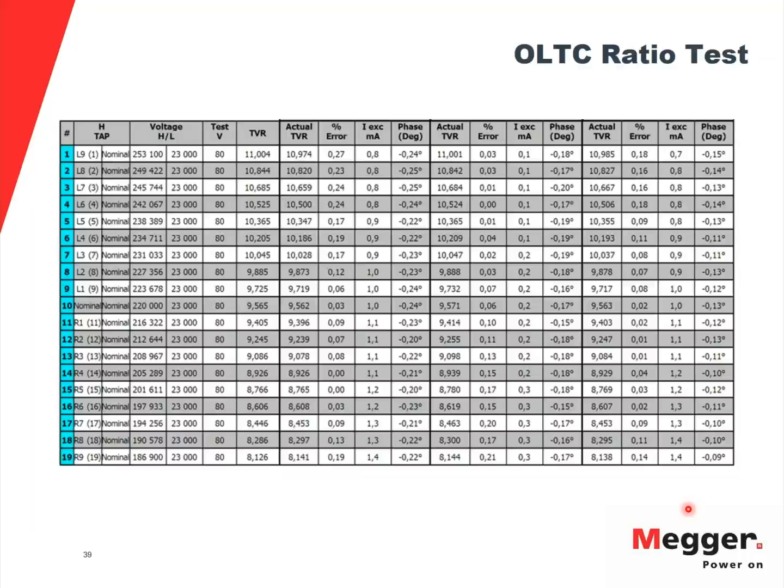If you have an on-load tap changer, you would typically perform the test on all the tap positions, and this is how the sample results would look like, where you can see that all the taps were tested, and in addition to that, you have the percentage error column and the phase angle column, which would tell you that if the angle is less than or close to 0 degrees, that's an indication of correct polarity.